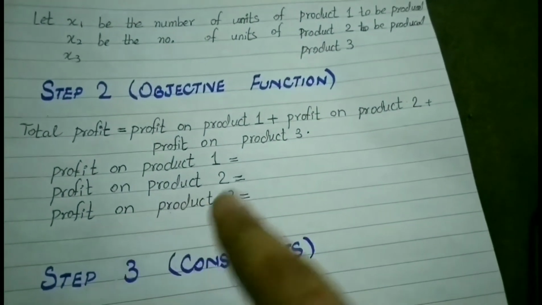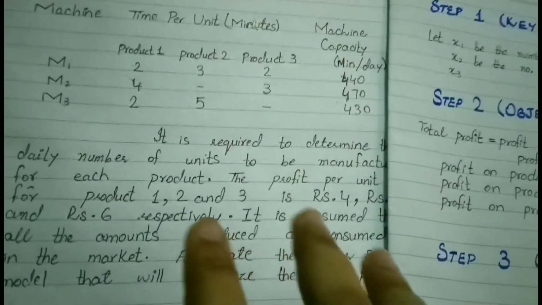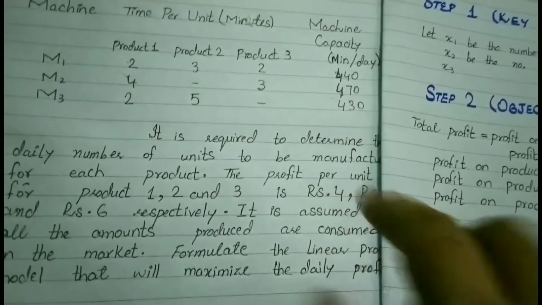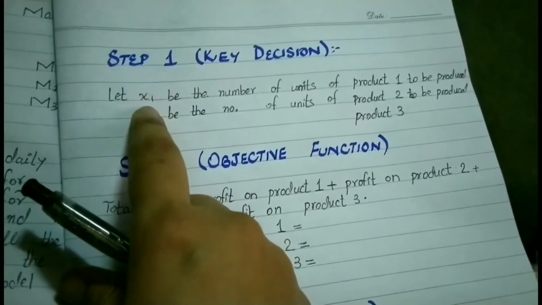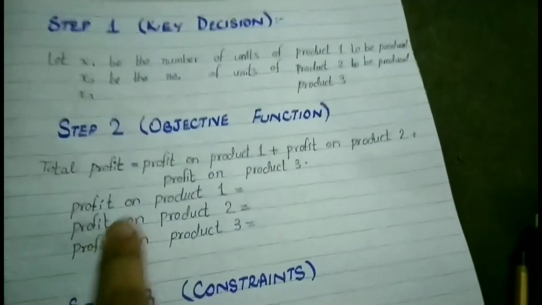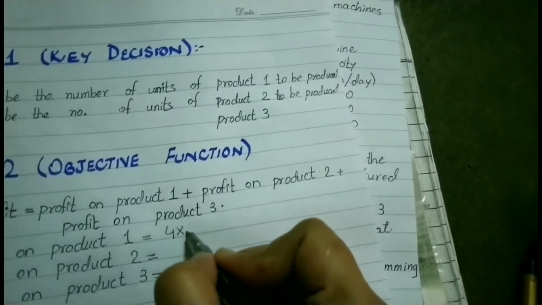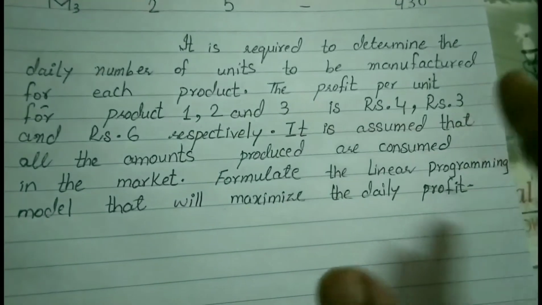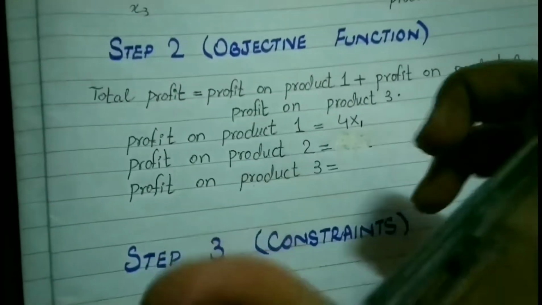The profit on product 1, how will we determine it? In the question we are given that the profit per unit for product 1 is rupees 4, and for product 1 we have supposed our decision variable as x1. So the profit on product 1 will become 4x1. For product 2, the profit per unit is rupees 3, and we have supposed that our decision variable for product 2 is x2. So profit on product 2 will become what?